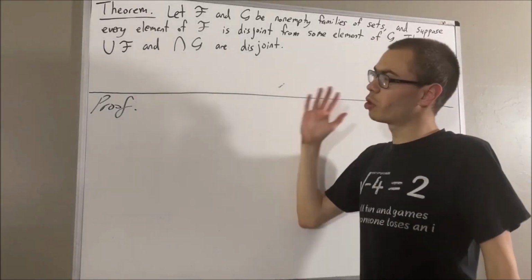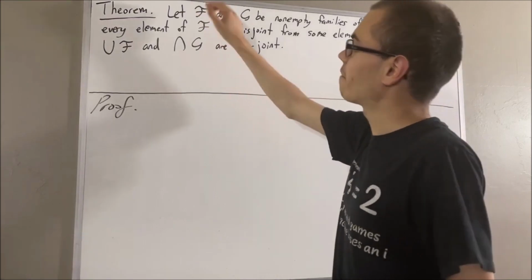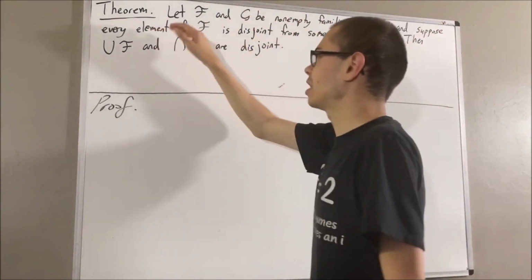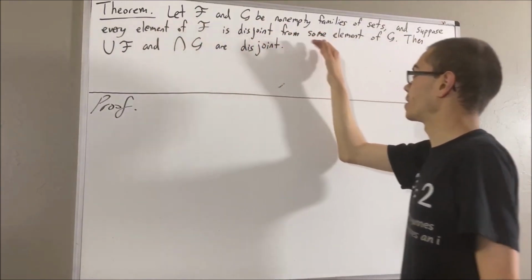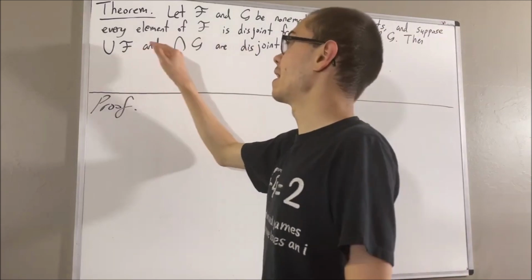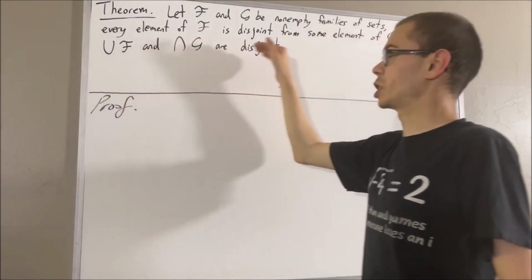In this video, we are going to prove the following theorem. Let f and g be non-empty families of sets, and suppose every element of f is disjoint from some element of g. Then, the union of f and the intersection of g are disjoint.